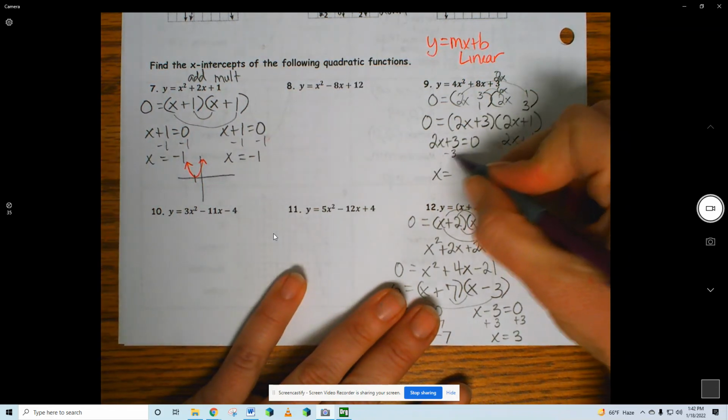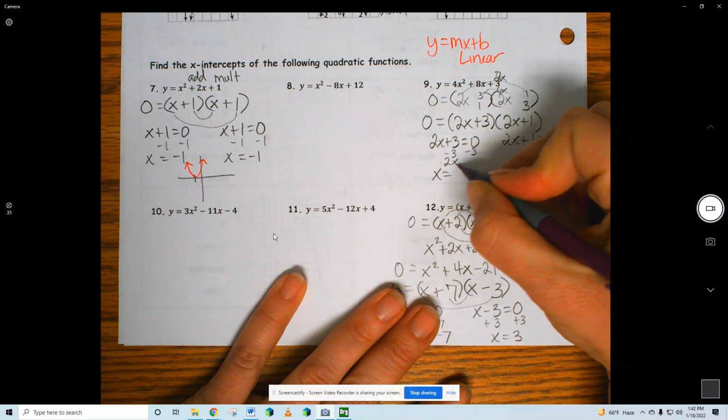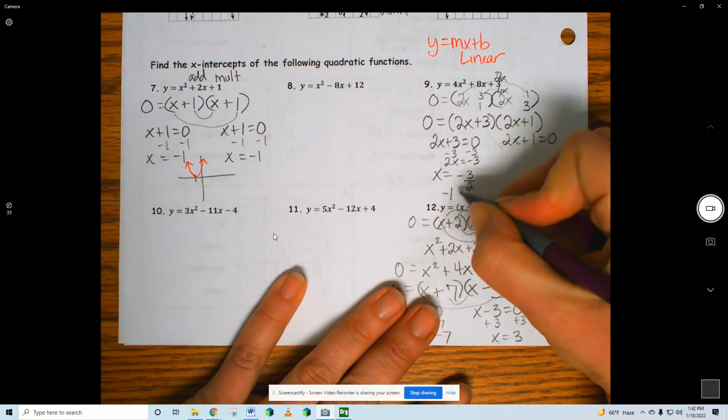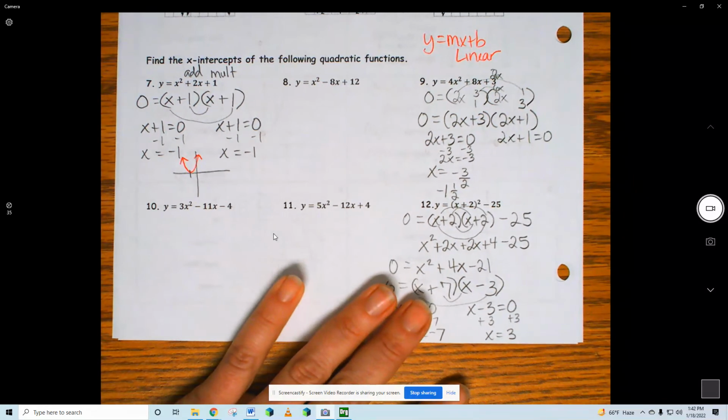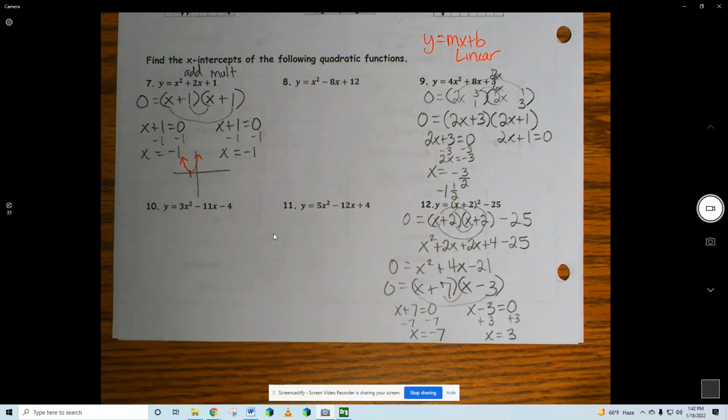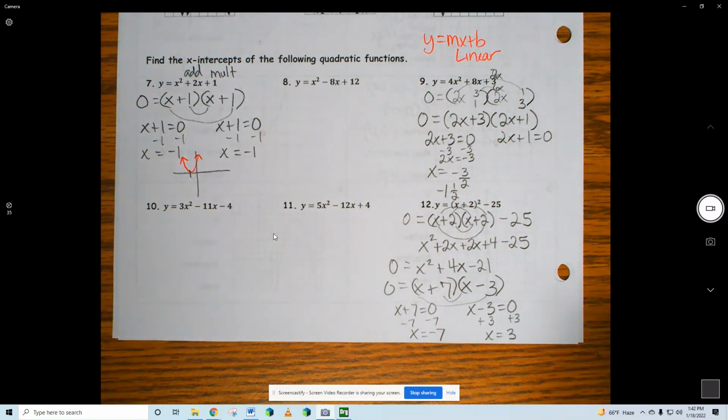-3/2. He subtracted 3, and then he divided by 2. -3/2, which is the same as -1 1/2 when you change it to a mixed number. And then 2x plus 1 equals 0. You have to be able to do that. What is it? -1/2.